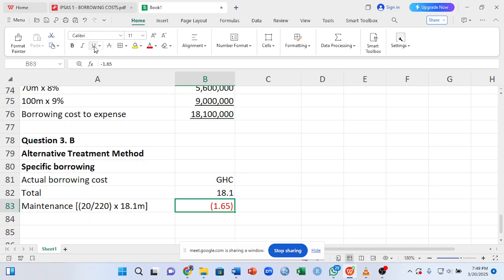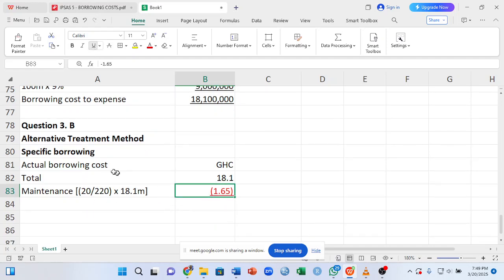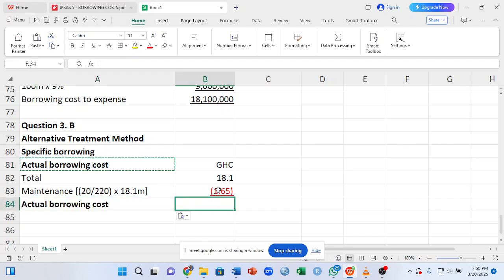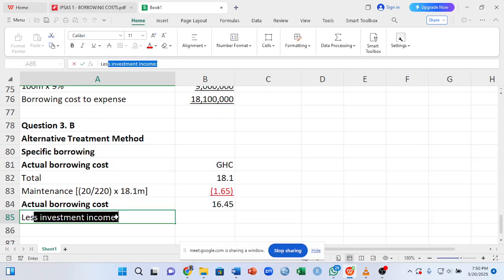So bear in mind we will subtract this from the total to get the actual borrowing cost. So you're looking for this actual borrowing cost. To get it, less the one for the maintenance, we just do ratio and proportion to get the maintenance portion. Then we subtract from the total. So when you do that, what do you get? We are getting 16.45.